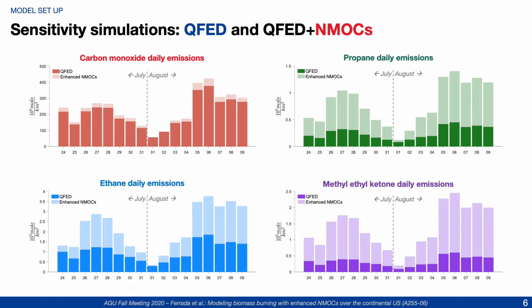Here you can see a set of time series that show the daily total biomass burning emissions of selected species that we use in each simulation. The dark colors represent the QFED emissions, and the light colors are the enhanced NMOCs. In summary, we include slightly higher emissions for CO and much higher emissions of other hydrocarbons compared to QFED.